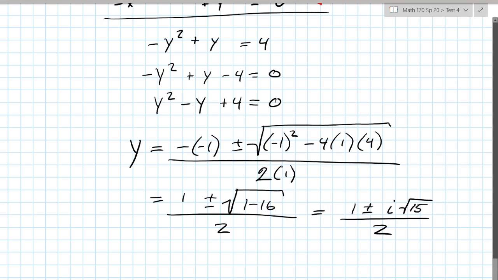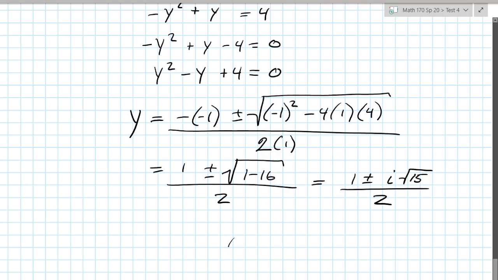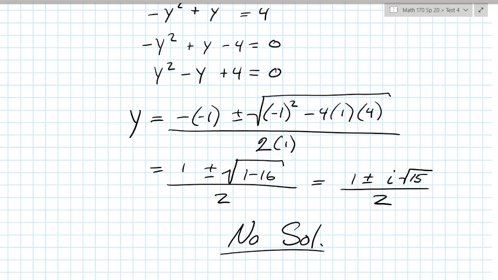Now, this is not a real number. This is a complex number. So what does that mean? That means there's going to be no solution. Because when we graph our equation 1 and equation 2, we are graphing it on a real x and a real y coordinate system. There aren't any imaginary numbers on this real coordinate system.